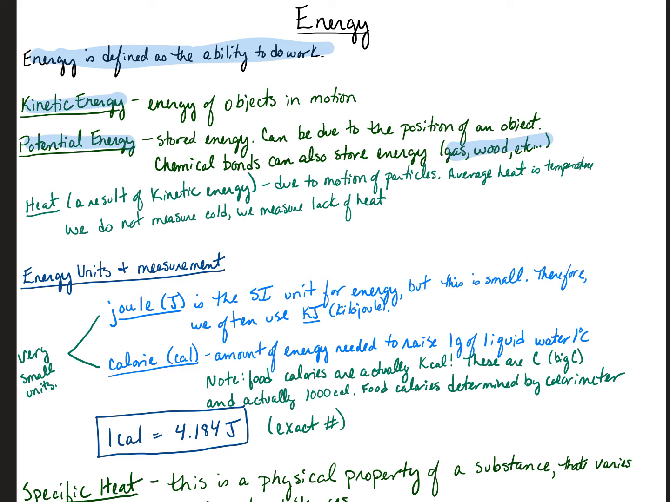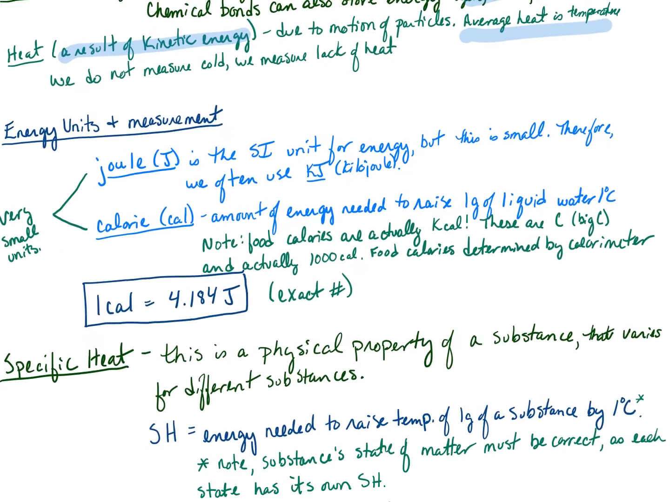Heat is something we consider to be a result of kinetic energy, and this is due to the motion of particles. Just like we sort of talked about with temperature, if you add heat, you would raise the temperature because the motion of the particles increases, so that kinetic energy increases. So that's what we consider average heat, is temperature. We don't measure cold, just to let you know, we do measure the lack of heat.